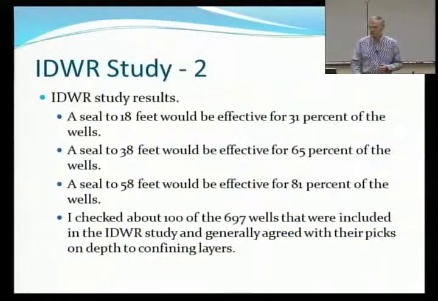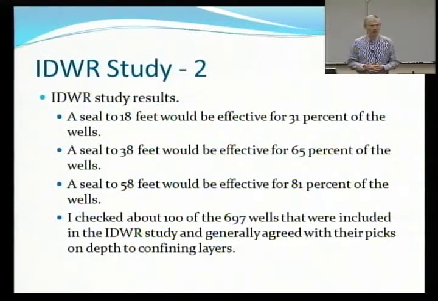So the results of this, they looked at 697 wells, I've forgotten. Anyway, the results say a seal to 18 feet would have been effective for 31% of the wells. A seal to 38 feet would have been effective for 65% of the wells, so it's cumulative. And a seal to 58 feet would have been effective for 81% of the wells.